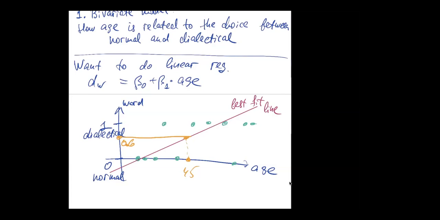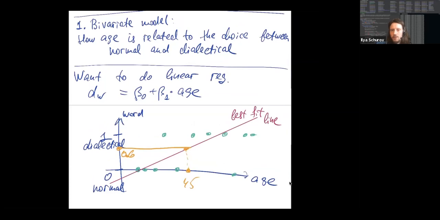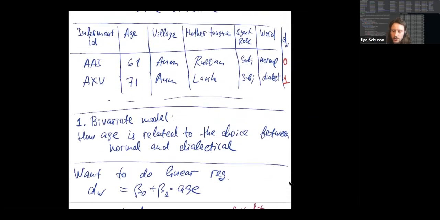Yeah, great. That's a great idea to interpret these values as probabilities. So it means that we now assume that our data were generated by some, as we call it, probabilistic model. It means that we assume that every time some informant, some person, chooses which form of the word to use, normal or dialectal, they do something like coin tossing.